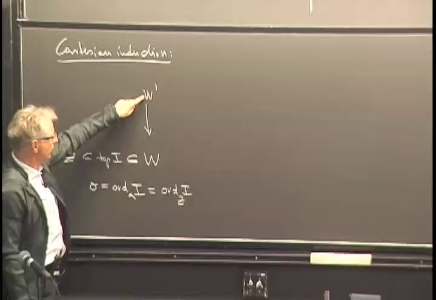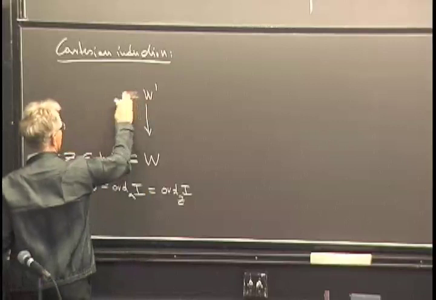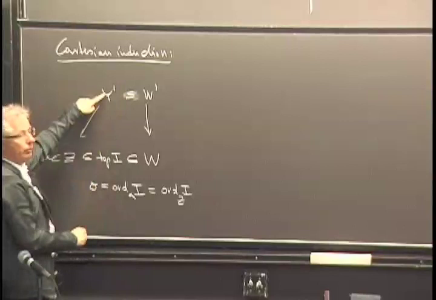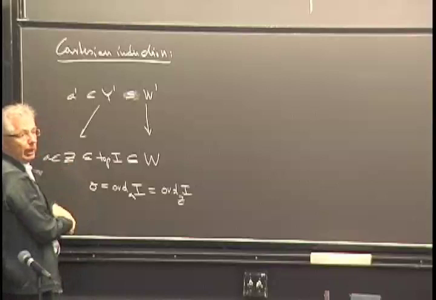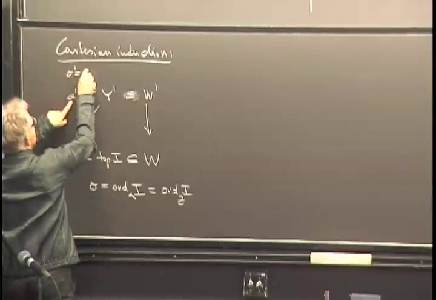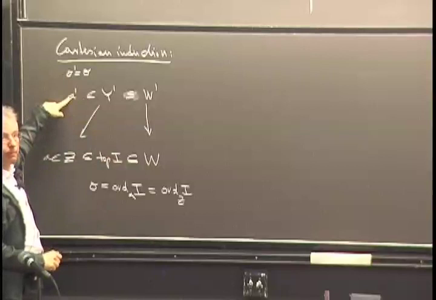Now inside W prime, we will choose a point A prime. I will denote by Y prime the inverse image, the new exceptional component. And inside you take a point A prime, and you choose the A prime so that O prime equals O. Okay? O prime is the order of the transform of I at A prime.